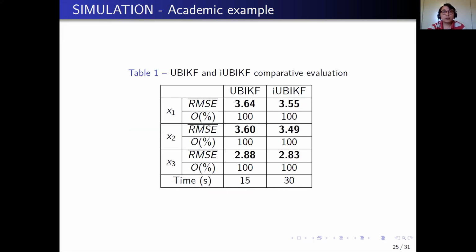Table 1 summarizes the comparative evaluation of the three states X1, X2, X3 here. We see that all the percentages are always 100%, and the RMSEs provided by the improved filter are smaller than the ones provided by the UBIKF. The disadvantage of the improved filter is the computation time.